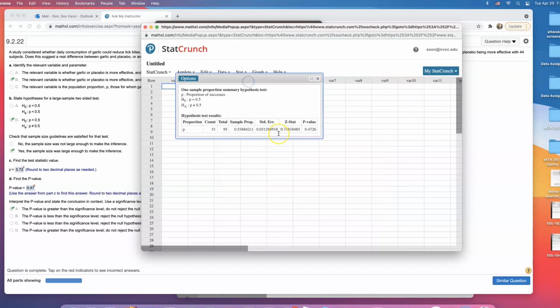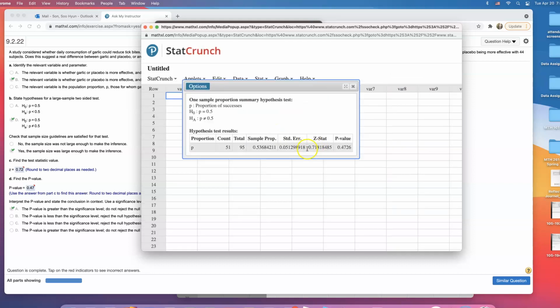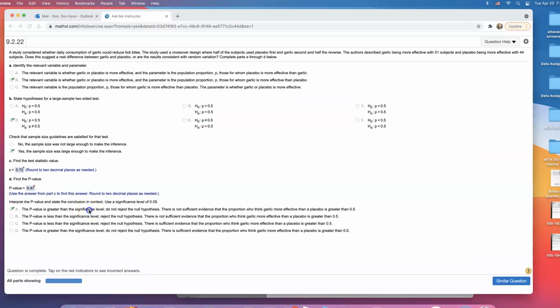It's going to tell you that the z-stat is 0.7181. And if you round that up, you're going to get 0.72 right there. And the p-value is 0.4726. If you round that, you get 0.47. So based on that huge p-value, you probably ended up failing to reject, or you did not reject the null hypothesis.